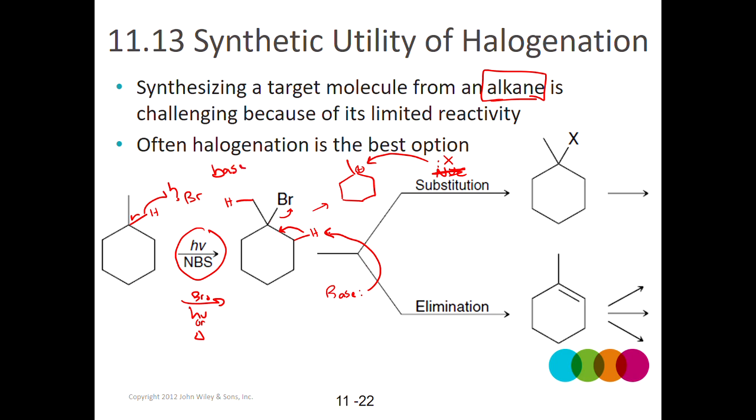If I use a much more bulky base, one that can't really get in there because maybe it's a little more sterically hindered, I can get the less hindered hydrogen, push electrons in there, so I could also produce the alkene in this position.